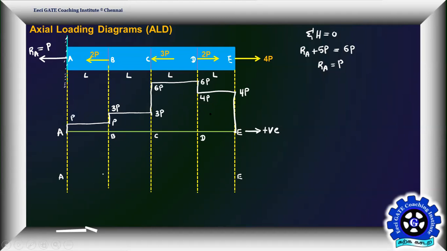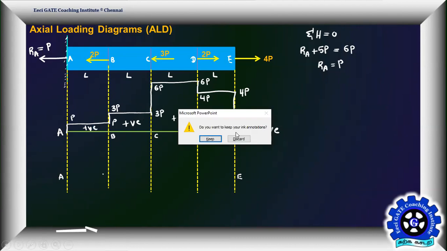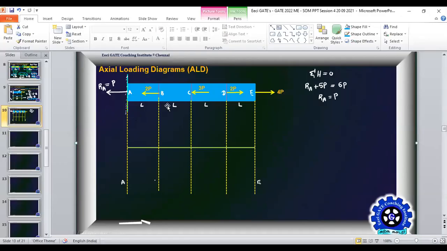Both are acting in opposite direction. Opposite direction means negative. Negative means you need to move down. So everything is positive or negative? Everything is positive, na? Positive or negative? Positive. Is it okay? Okay, sir. Now I will draw the same figure again. We'll discard it. So I will draw the same figure again.